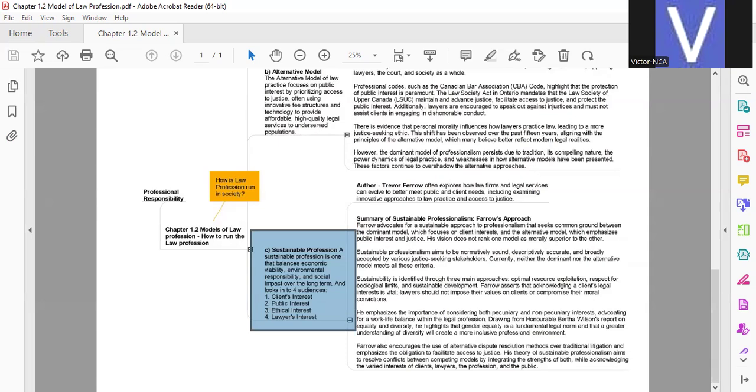And lastly, he also talks about various ways to facilitate access to justice, and has an alternative model. He advocates the use of newer methods like alternative dispute resolution to create more accessible justice and varied interest. And while he also acknowledges varied interest of clients, lawyers, profession, and public.